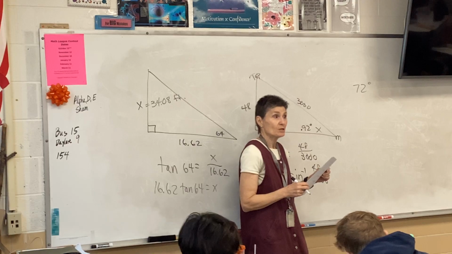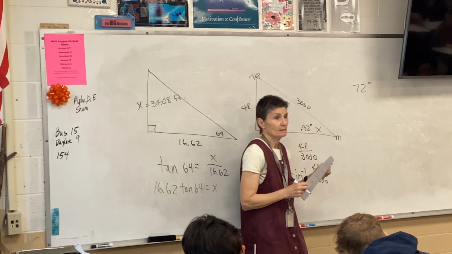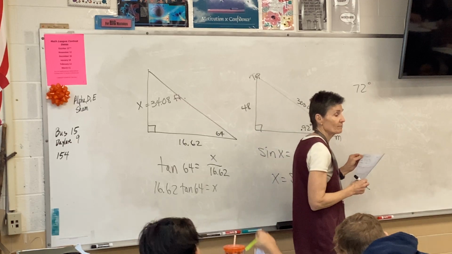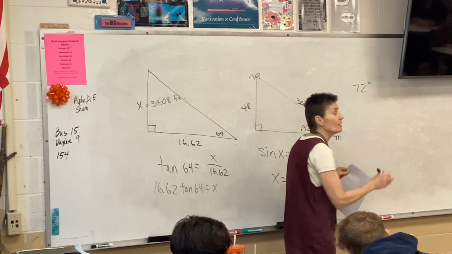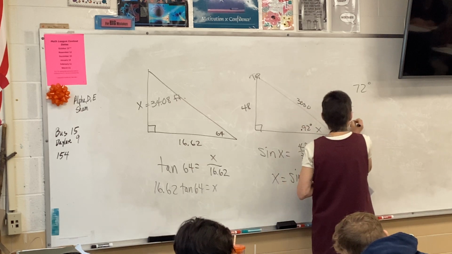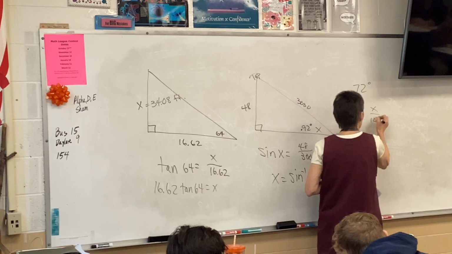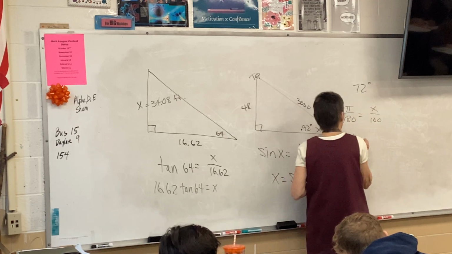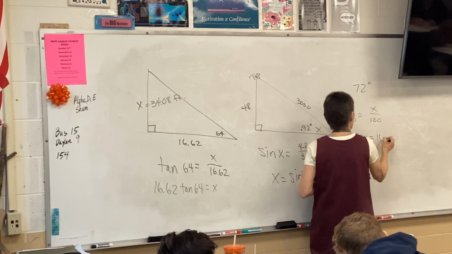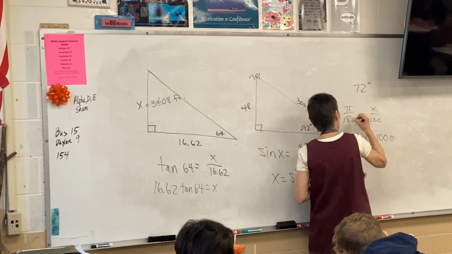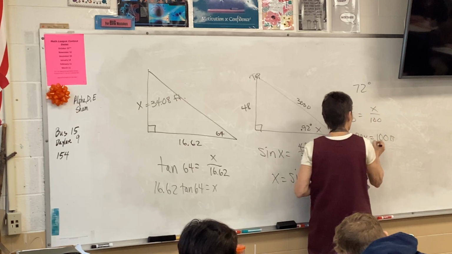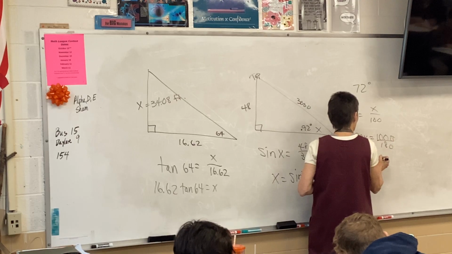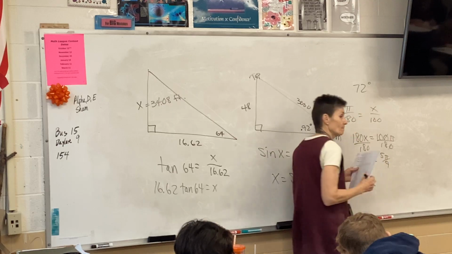Now, how do we change into radians? That's a little harder. What do we have to do to change into radians? Pi over 180 equals x over 100. So 180x equals 100 pi, cross multiply, and then divide by 180. So x equals 5 pi over 9.